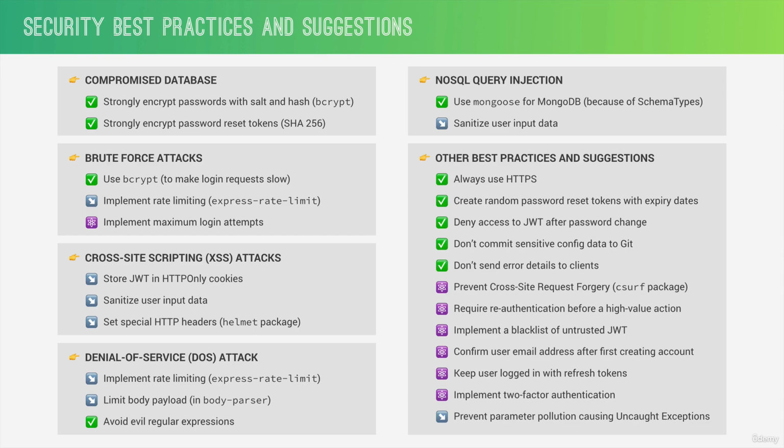Another cool feature that you can implement is a blacklist of untrusted tokens. So we already know that there is not really a way to log users out of the application if they show some malicious activity. But what we can do is to create a list of untrusted tokens that are then validated on each request.